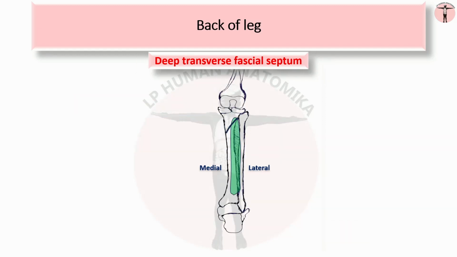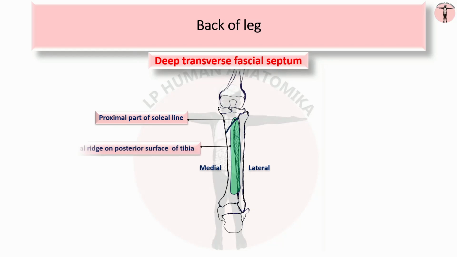The deep transverse fascial septum is attached medially to proximal part of soleal line and vertical ridge on posterior surface of tibia. Laterally, it is attached to medial crest of fibula. The muscles in the posterior compartment, as observed, are surrounded by the deep fascia on all the sides. Hence, when the muscles contract, they are compressed by the fascia so that blood is pumped upwards from them in the veins, which is a very important mechanism of venous return from the lower limb.